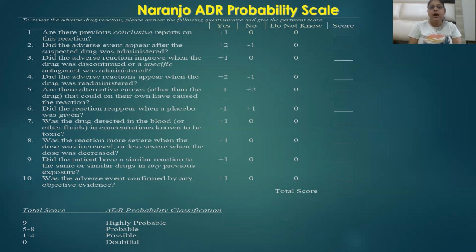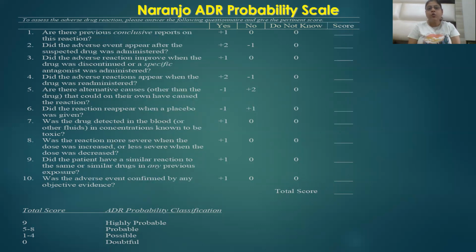Are there any previous conclusive reports on this reaction? It is previous knowledge. If it is available, then it will be +1; if not, then 0. Did the adverse event appear after the suspected drug was administered? It means is a temporal relationship present or not. Did the adverse reaction improve when the drug was discontinued or a specific antagonist was administered? That is dechallenge, yes or no. Did the adverse reaction appear when the drug was re-administered? That is rechallenge, whether the adverse reaction appeared or not, yes or no.